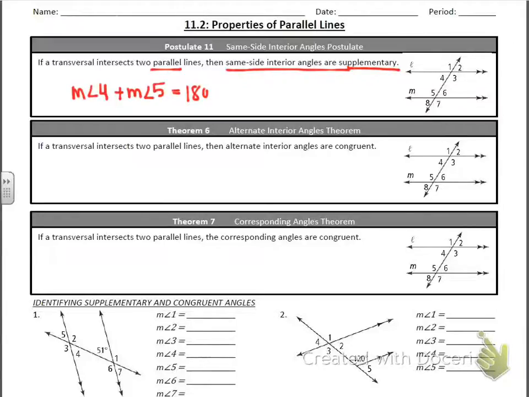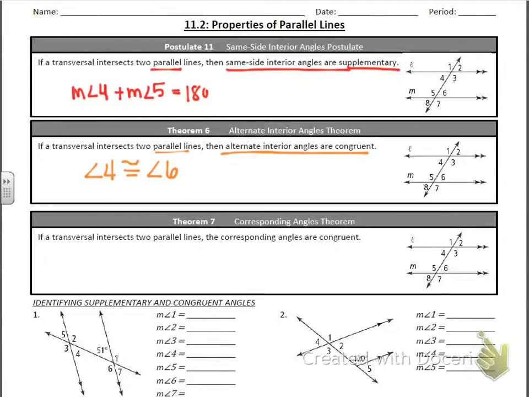The next one is a theorem. It's called the alternate interior angles theorem. So if a transversal intersects two parallel lines, then the alternate interior angles are congruent. So if we're talking about alternate interior angle theorem, we can say that angle 4 is congruent to, where's the alternate interior angle? Angle 6. So we can say that angle 4 is congruent to angle 6 using the alternate interior angle theorem. What other two angles could I say are congruent? 3 and 5. Good.